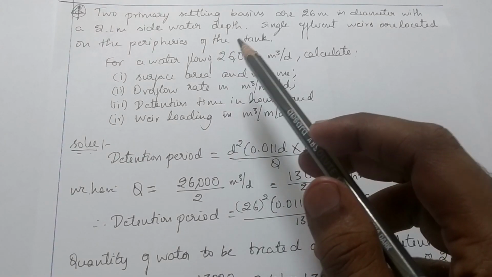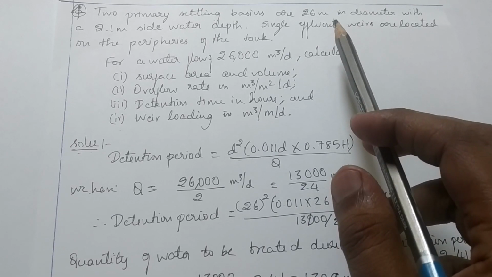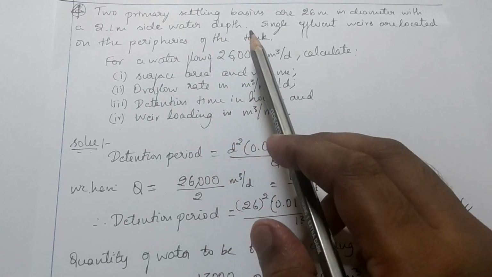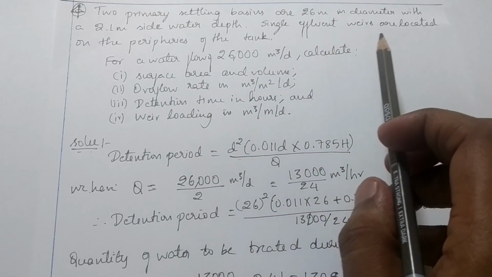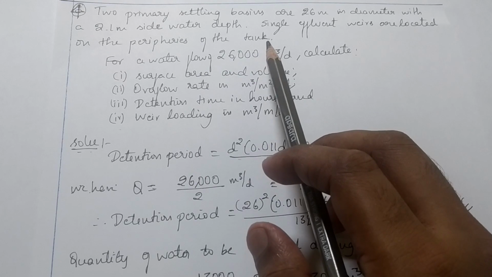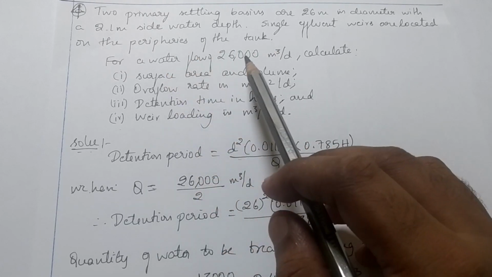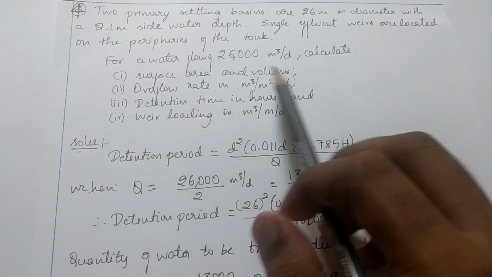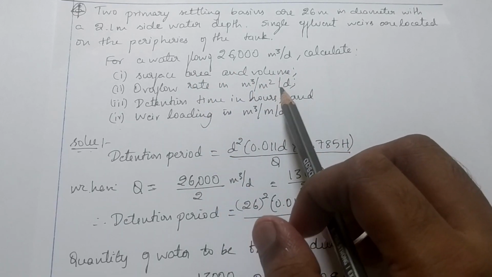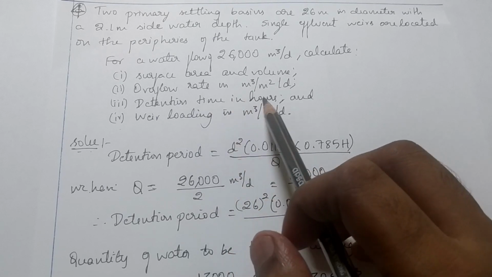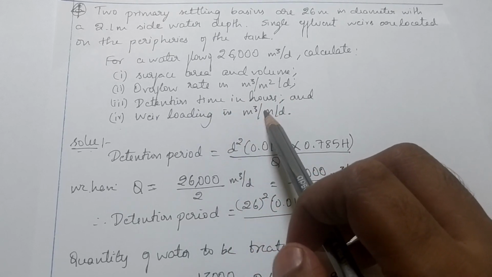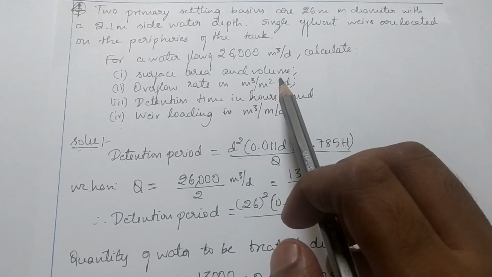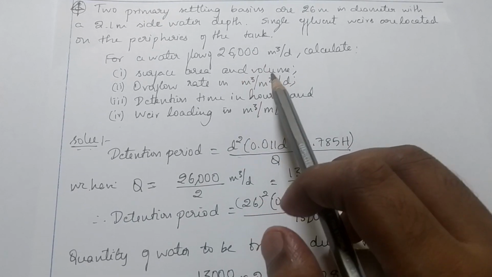Two primary settling basins are 26 meter in diameter with a 2.1 meter side water depth. Single effluent weirs are located on the peripheries of the tank. For a water flow of 26,000 meter cube per day, calculate the surface area and volume, overflow rate in meter cube per meter square per day, detention time in hours, and weir loading in meter cube per meter per day. So the respective units are also given. In those terms only we should calculate.